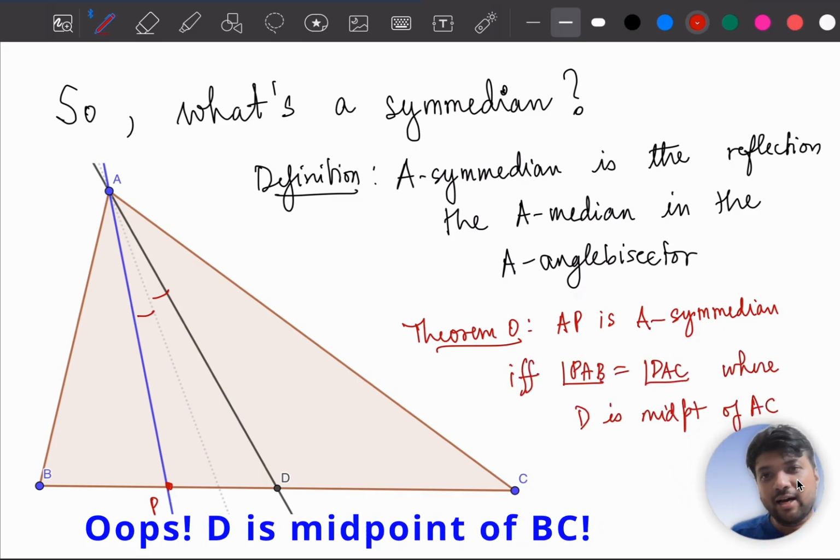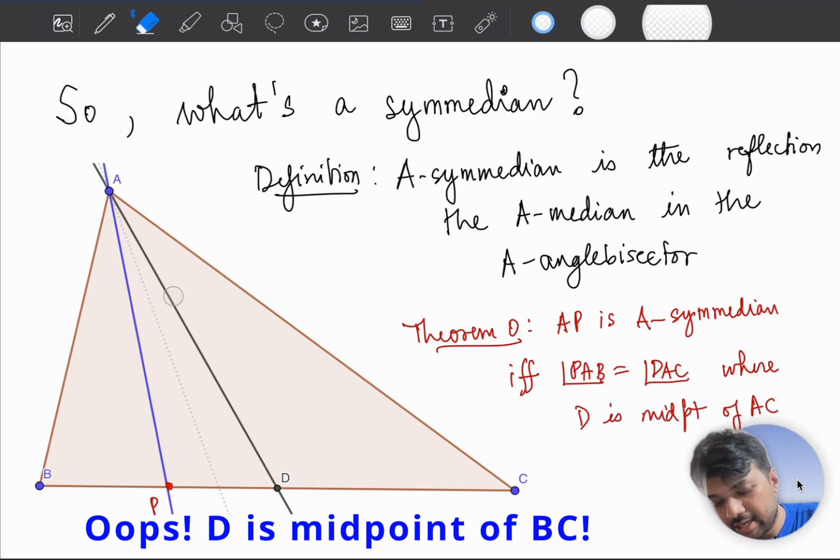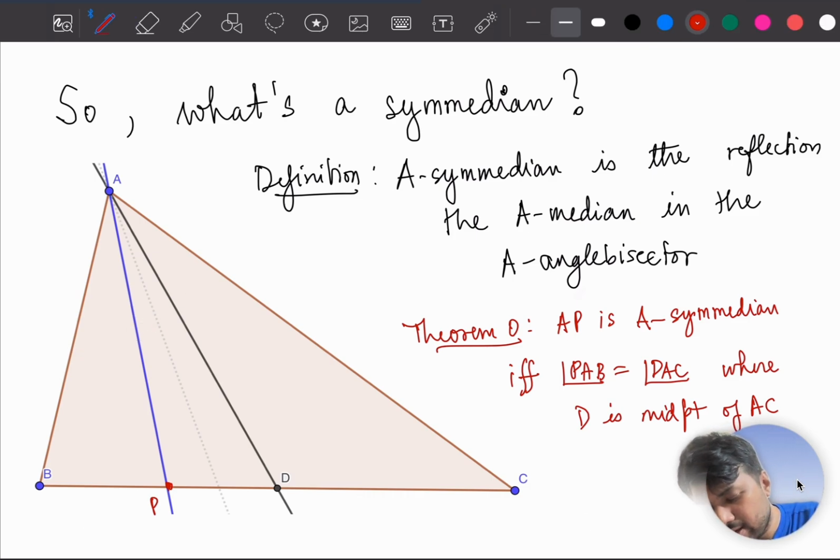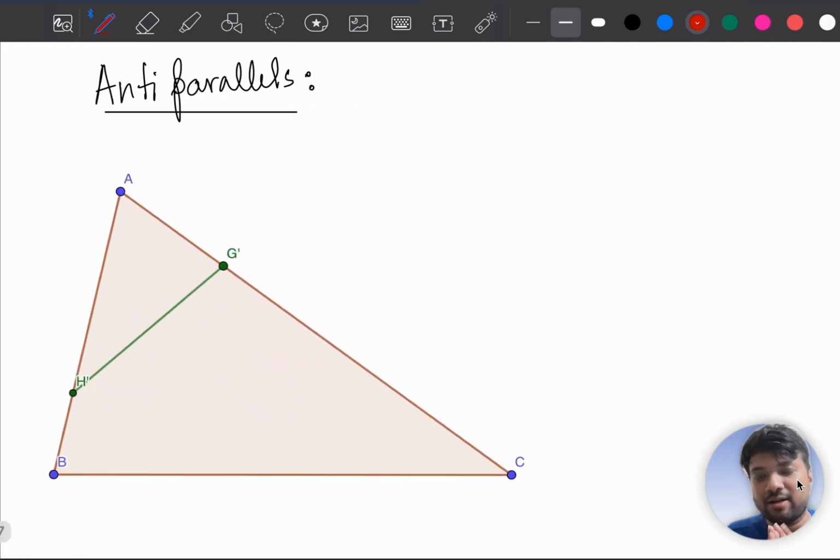The utility of this essentially is that we now have an angle condition for the Symmedian, and we can use this to chase angles. Okay, so that's the benefit. All right, so now let's find another characterization of Symmedians. Before that, we need a little bit of preparation.